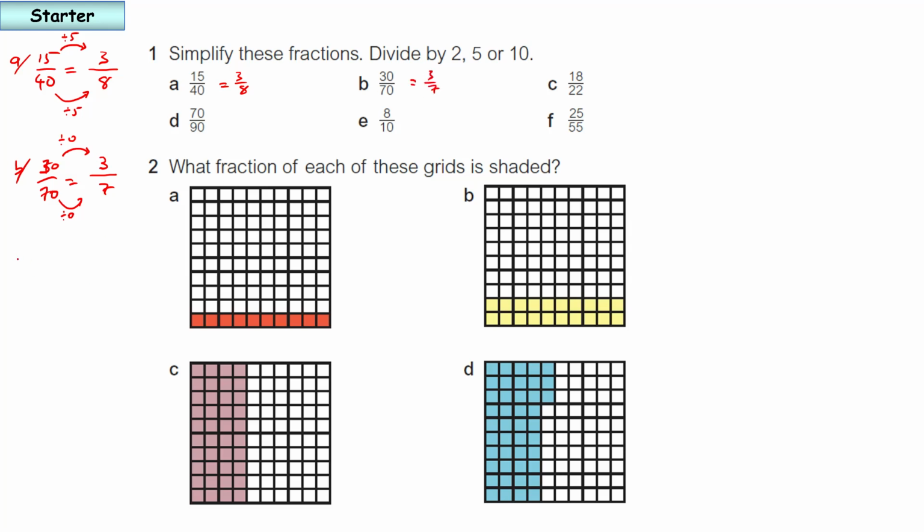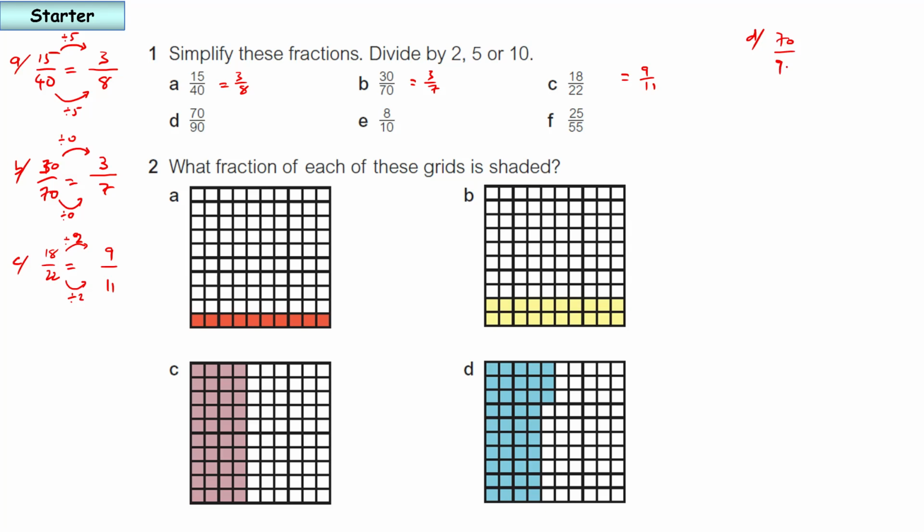For C, 18 divided by 22. What goes into the numerator and what goes into the denominator? Well, you divide by 2. It goes into both of them. And you end up with 18 divided by 2, which is 9, and 22 divided by 2, which is 11. So 9 over 11.